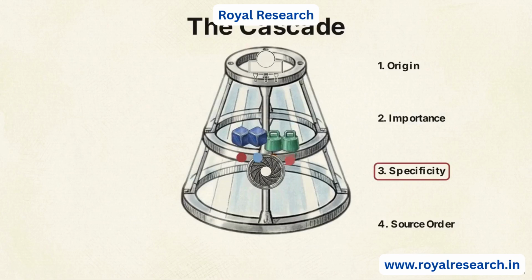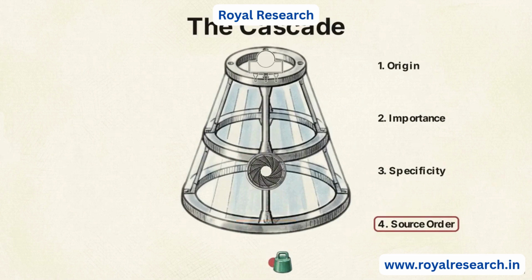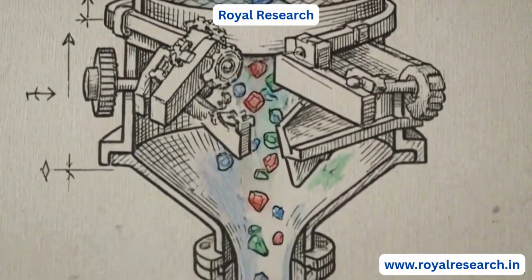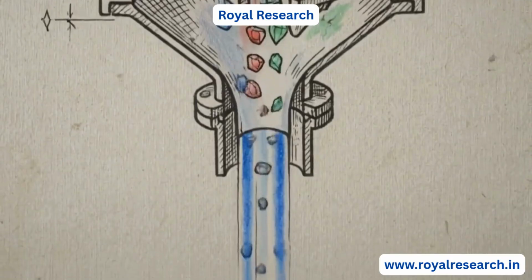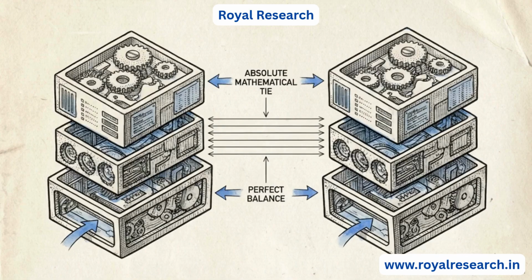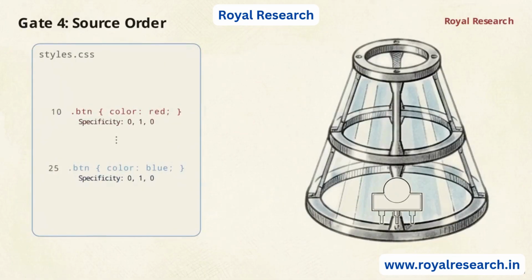Gate 3 checks specificity. All surviving standard rules are subjected to the strict mathematical scoreboard check we established earlier. The term cascading style sheets literally describes this downward flow of data, where only the strongest rules survive the filtering process to become visible layout. But what happens when two competing rules have the exact same origin, importance, and specificity score? In this diagram of Gate 4, we see source order. In the event of a perfect tie, the browser simply picks the rule that was written last in the actual code document.